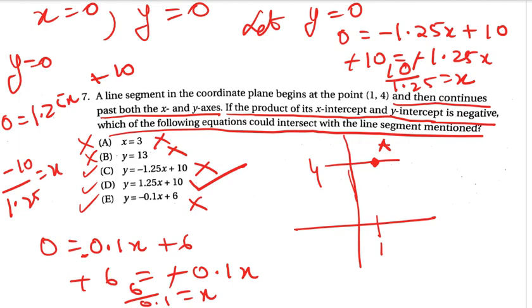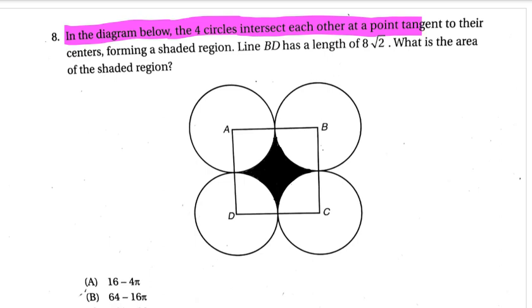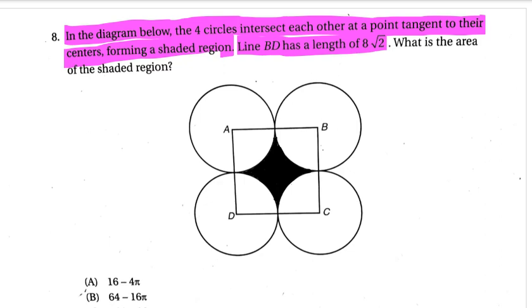Now let's go on to the last question actually for this part. It's a quite lengthy question. It's a big question to understand. Okay, it says that in the diagram, the diagram is given to you. In the diagram below, there are 4 circles that intersect each other at a point tangent to the centers, forming a shaded region. You can see the shaded region in black. The line BD has a length 8 root 2. What is the area of the shaded region?